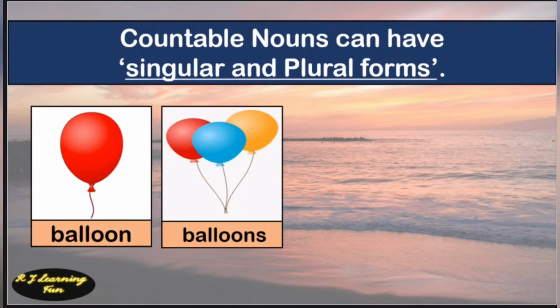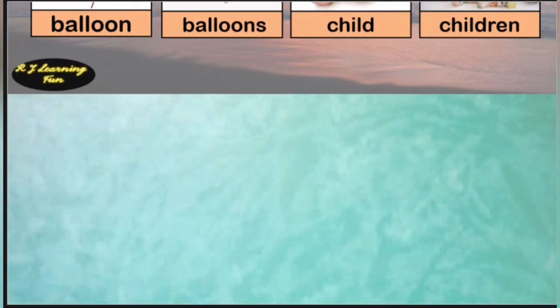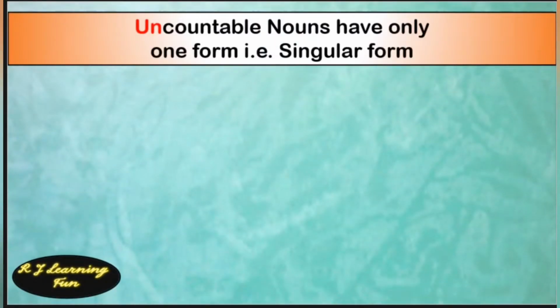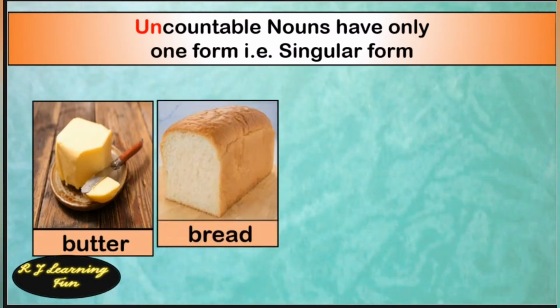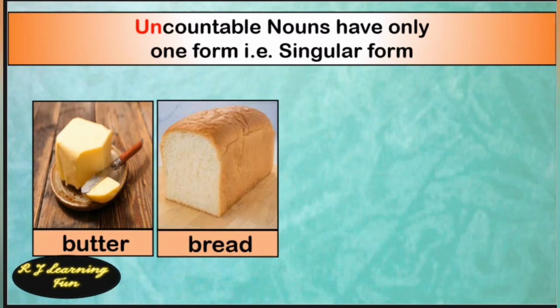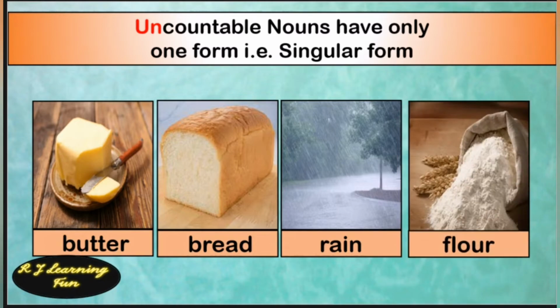Countable nouns can have singular and plural forms like balloon and balloons, child and children. They can be singular and plural as well. But uncountable nouns have only one form, that is singular form. Bread, butter. I like to eat bread and butter in the breakfast. Rain. We see a lot of rain in monsoon season. Flour. My mother uses wheat flour to make chapatis.